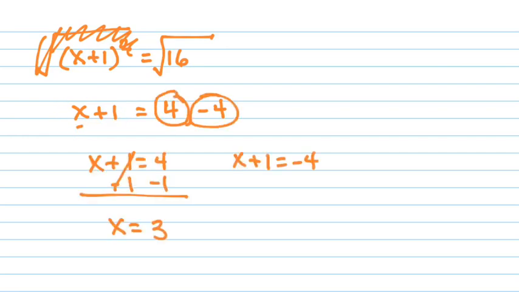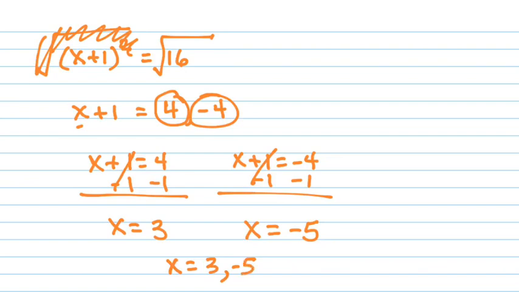So we just made two equations, and we're going to solve each one. Over here, subtract 1. The ones will subtract away. That gives me x equals what? Be careful, because the signs are the same, so you keep the sign and add. So my completed answer is x equals 3, comma, negative 5.